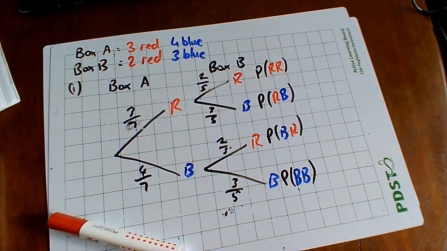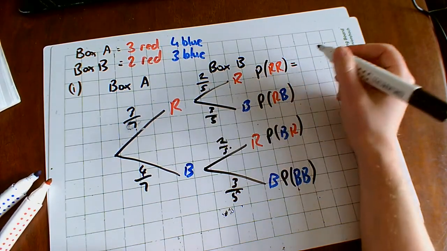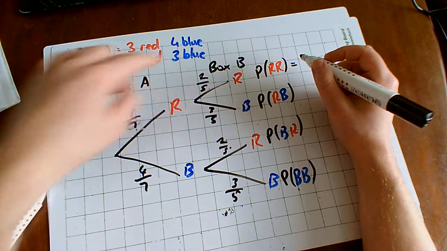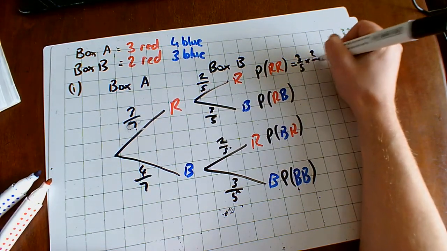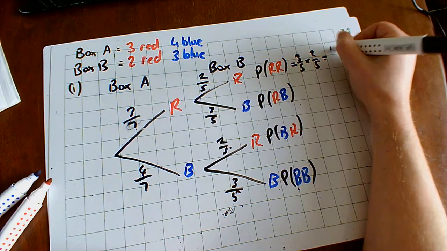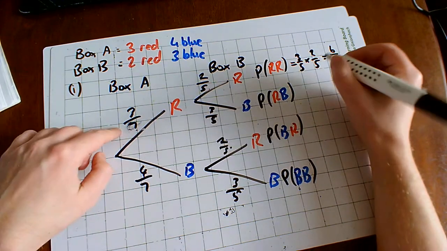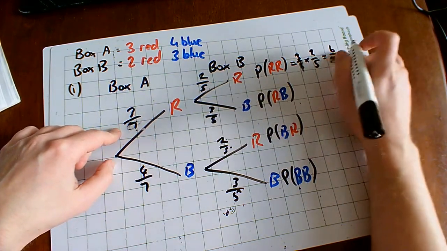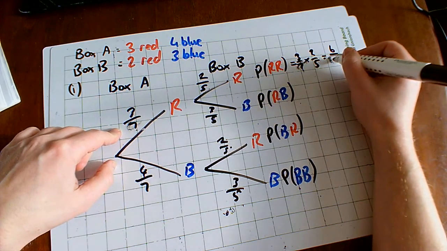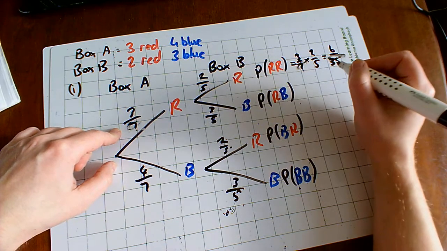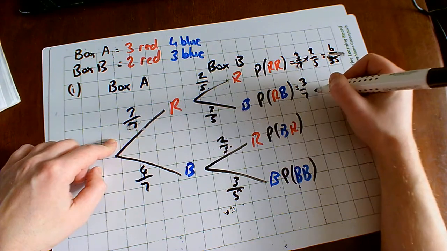Again, we would have done this in third year, so I'm not dwelling on it too much. And the way we do this, the probability of red, red is this and this. We need this and this to happen. So we do 3 over 7 times 2 over 5, which is 6 over 35. The probability of red, blue is 3 over 7 times 3 over 5.